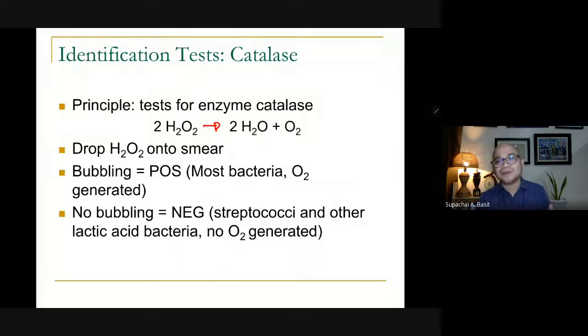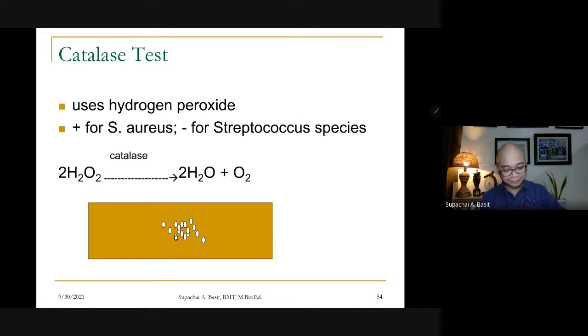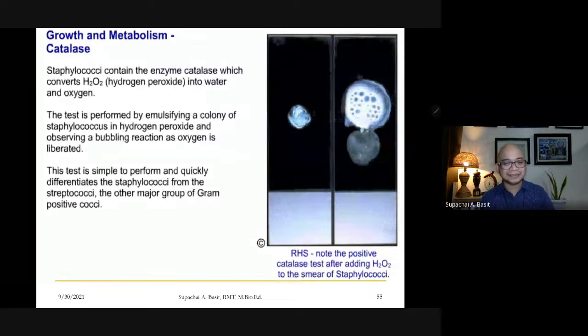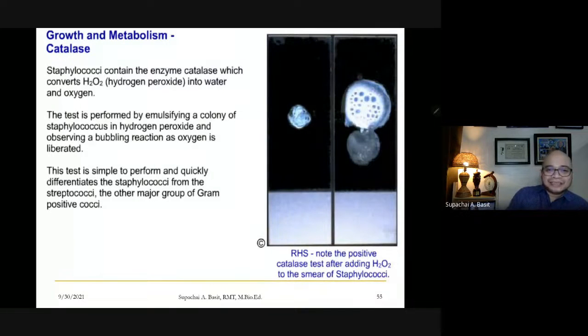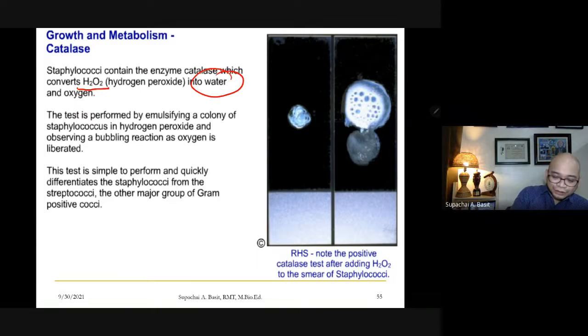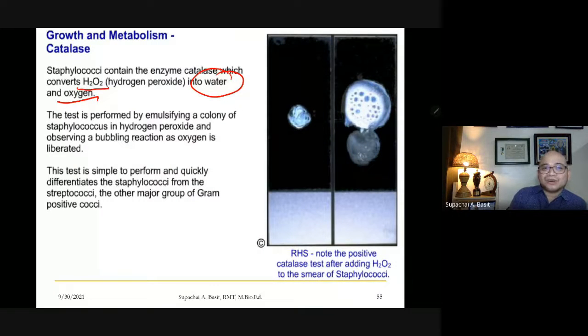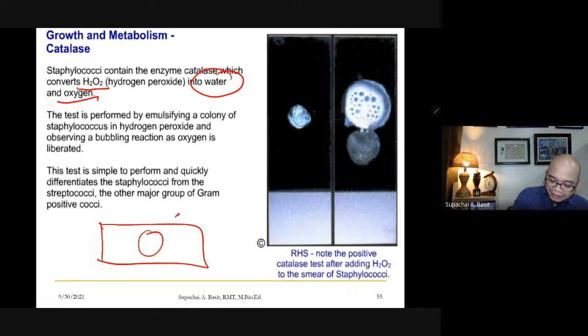So usually, Staphylococcus would be positive with the catalase test, and Streptococcus would be negative, and other streptococci, other lactic acid bacteria, also negative, which means that there's no oxygen generated. Okay? So, rapid effervescence of gas is an example of a positive result. This is how it looks like. The principle is that Staphylococci contain the enzyme catalase, which converts hydrogen peroxide into water and oxygen. The test is performed by emulsifying a colony of Staphylococcus in hydrogen peroxide. So you add first the hydrogen peroxide and then you add the bacteria. If there's rapid effervescence of gas, para nagkaroon ng bubbles, then that is a positive result. If there's no rapid effervescence of gas, this is a negative result.